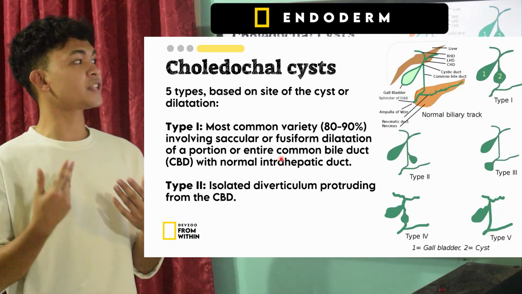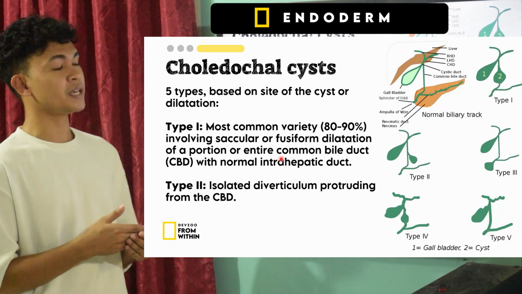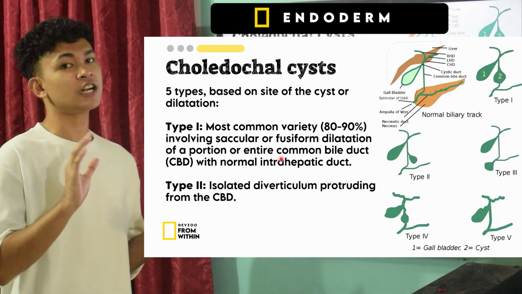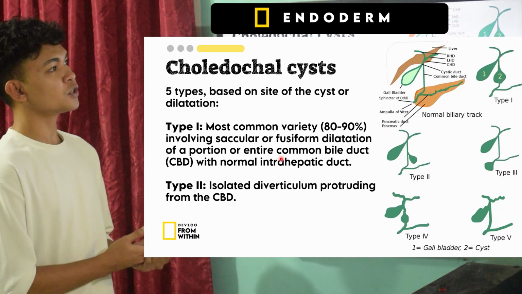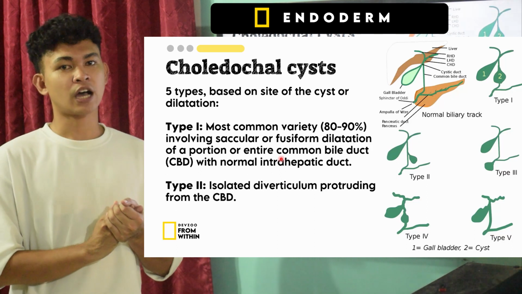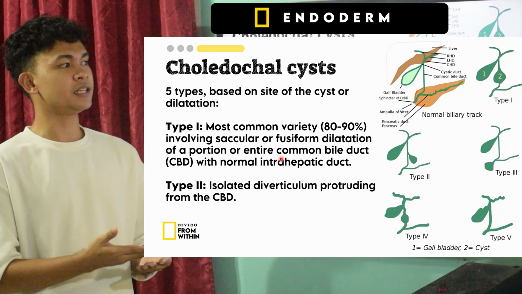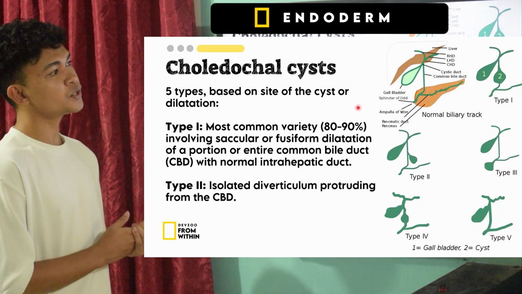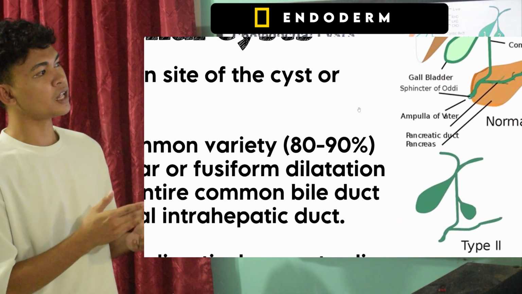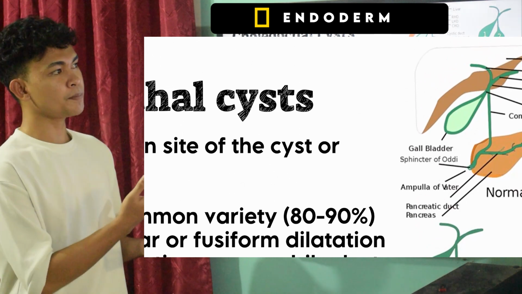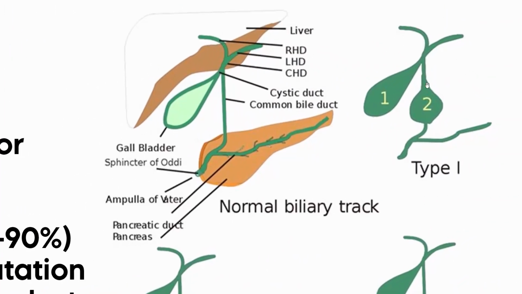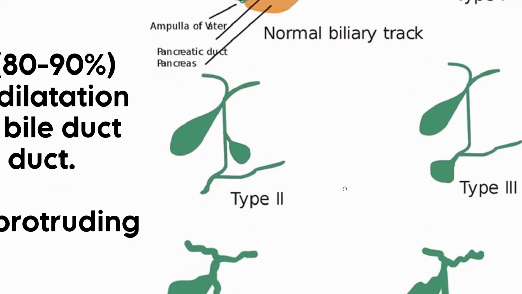So we have 5 types of choledochal cyst based on the site of the cyst or the dilation or the enlargement of the bile duct. So first, we have to familiarize the structure of the normal biliary tract. As you can see here, this is the gallbladder, labeled as the number 1, and labeled in number 2 is our bile duct. So first, we have the type 1 choledochal cyst.